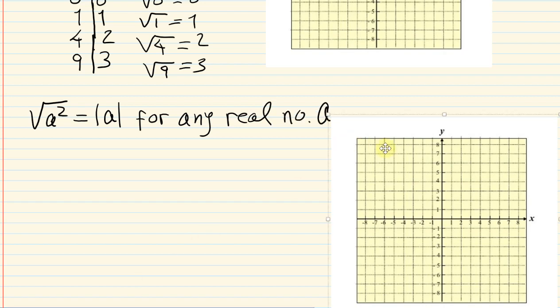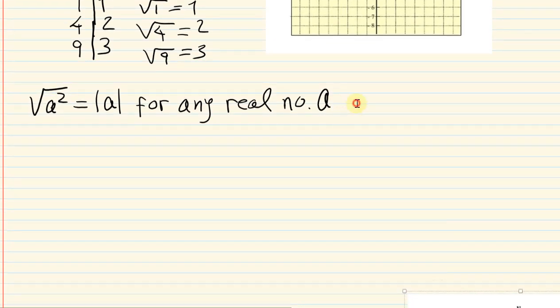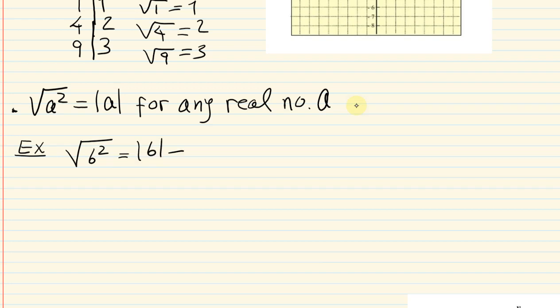Okay, and let me move this out of our way. There you have it. So for example, this is working with the square root of something squared. Let's say I have square root of 6 squared. The answer is going to be absolute value of 6, and that is 6. Maybe I should use color here. So a is 6, and here's a.